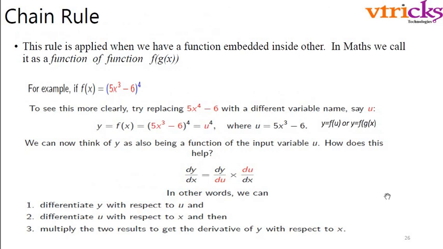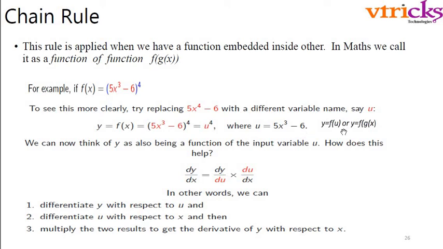Now we move on to the chain rule. This rule is applied when we have a function embedded inside another function. We call it a function of a function. What does it mean? Look at this example. f x is (5x cube minus 6) to the power 4. In this, if I replace 5x cube minus 6 with a variable, say u, then I can write y is f x is u to the power 4. So u is itself a function of x. Let me represent u as g of x, and then f is a function of g of x raised to the power 4.